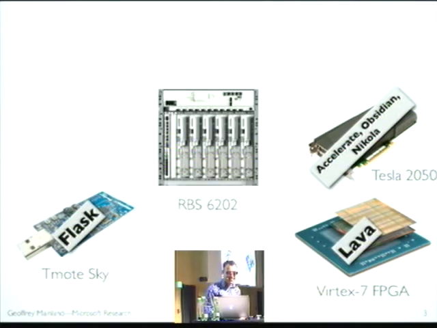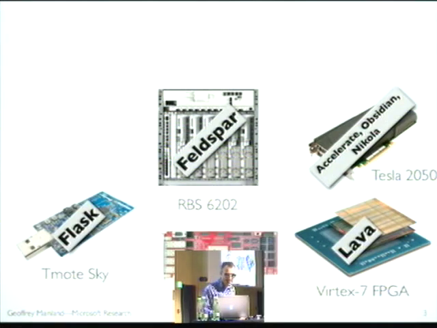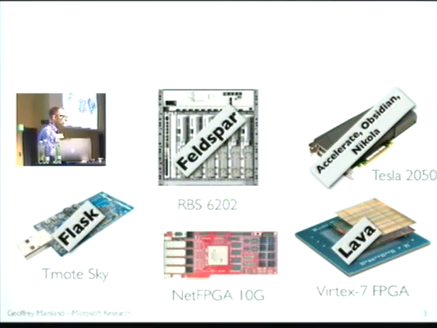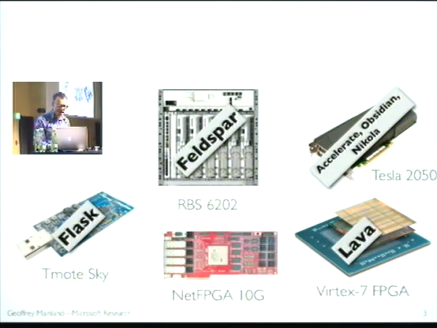It's another device. This is an Ericsson RBS 6202. This is a base station, a phone base station, GSM base station. Of course, there's a group at Chalmers working on Feldspar, another DSL for programming these devices. I'm going to throw one more in here. This is a NetFPGA 10-gig card. You can think of this as a programmable router. So I don't know anyone who's done a DSL for this device yet, but I do know something.